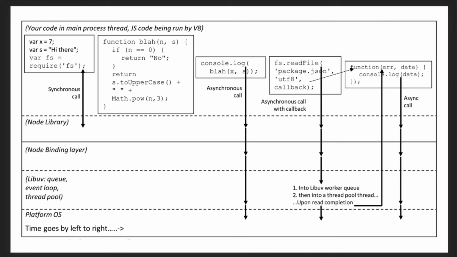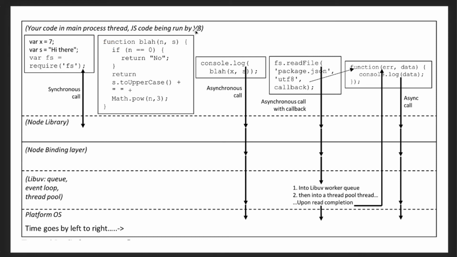Time goes from left to right. This is the exact code as it gets read in and executed in the JavaScript runtime in Node. So these first, I kind of bucket them in different calls that happen. These first calls here, setting up the variables, and then doing the require of FS, the file system capability. Those just go to the Node library.